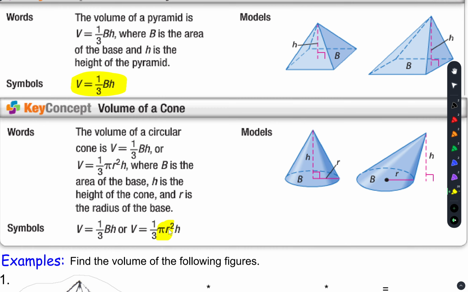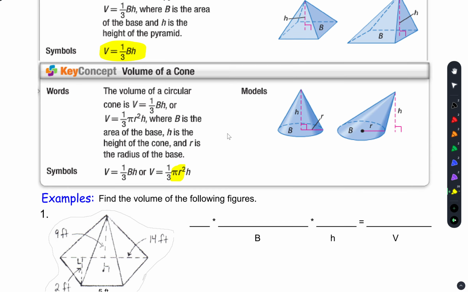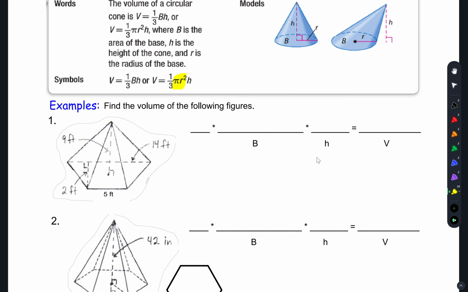Any questions on those two formulas? Pretty straightforward, I feel like. Pretty much the same difficulty as the prisms and cylinders. So let's go ahead and look at this first question. We're going to zoom through these.